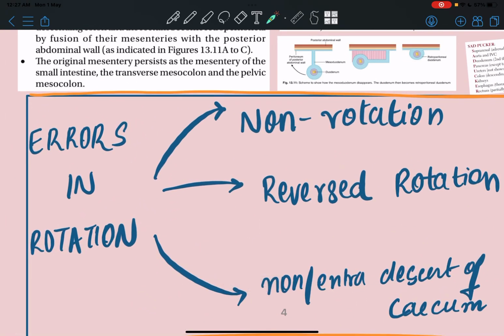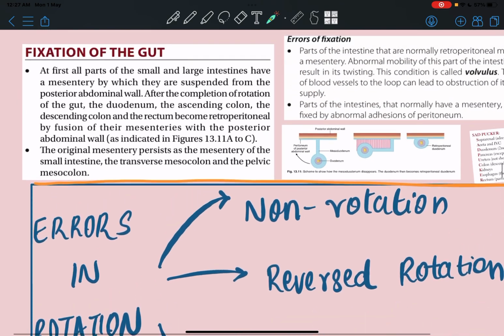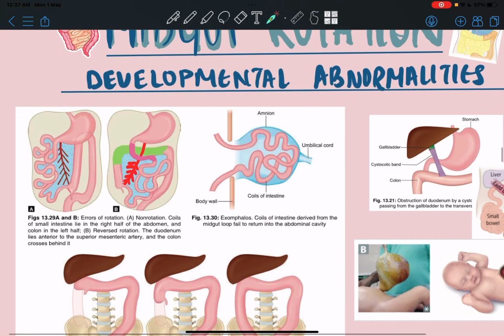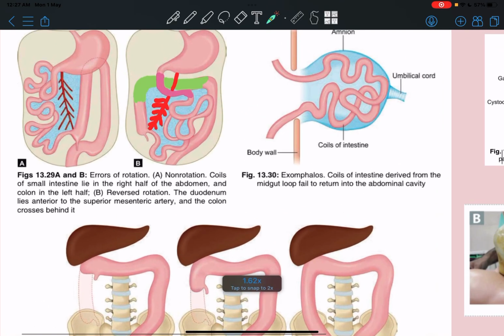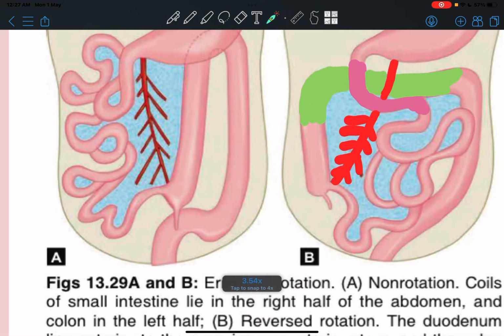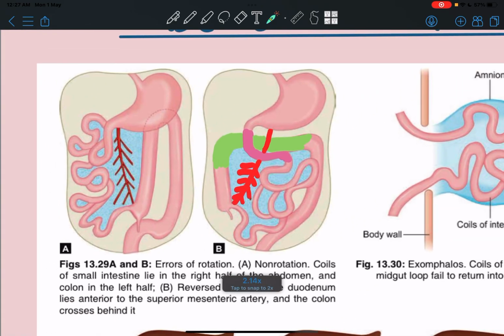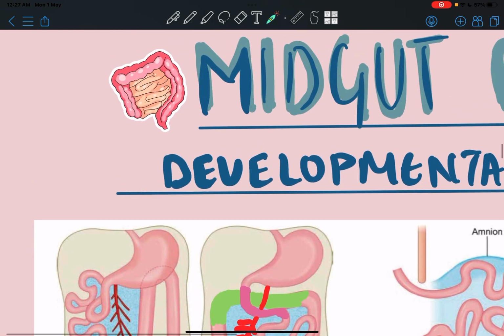There can be three things: non-rotation, reverse rotation, or problems with the descent of the caecum, which was the last part of the embryology video that I made. So here we have it. It's very important that you know the normal embryology to understand this. Non-rotation would look like this. A normally rotated midgut is going to look like this.